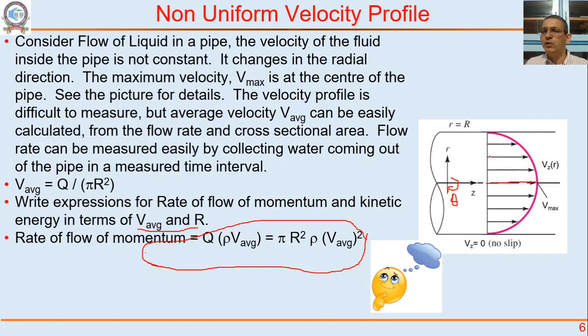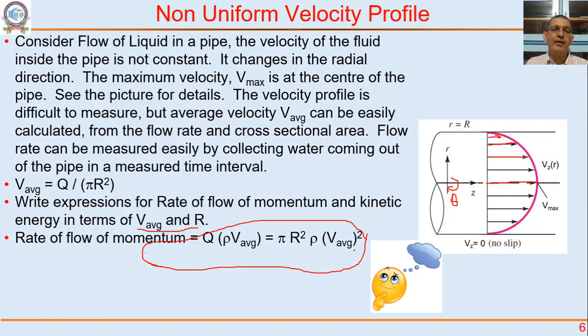magnitude of the velocity is lower here, lower here, still lower here, and this pink curve is just a locus of points joining all these velocity vectors. So that tells you the velocity profile. Direction is the same, but magnitudes are different.